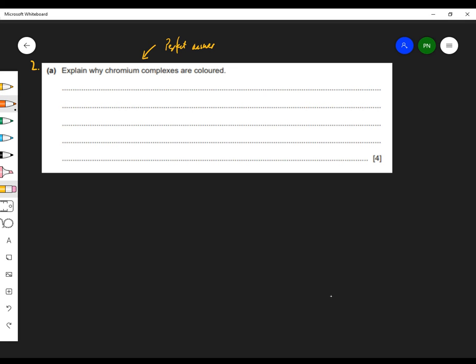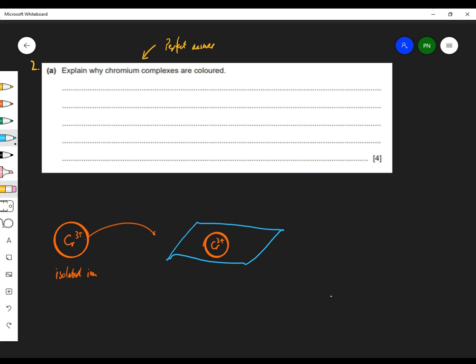All right, let's do a bit of background first. We've got chromium, this is Cr3+. If it's just floating in space, it's known as an isolated ion. Now, when we put this into what's called a ligand field, we get this. This is now in what's called an octahedral ligand field. Now these can be any ligands: water, ammonia, anything.